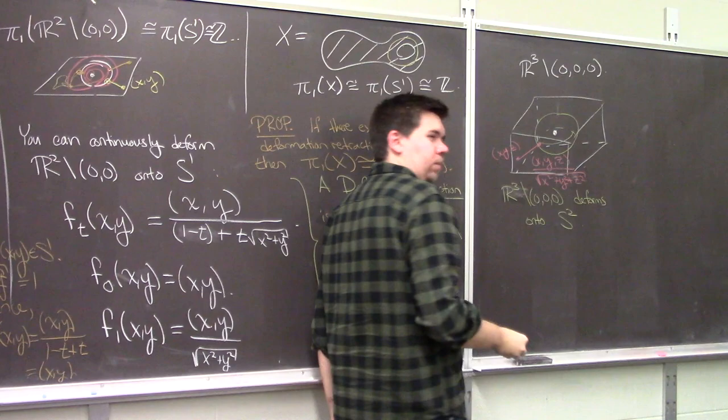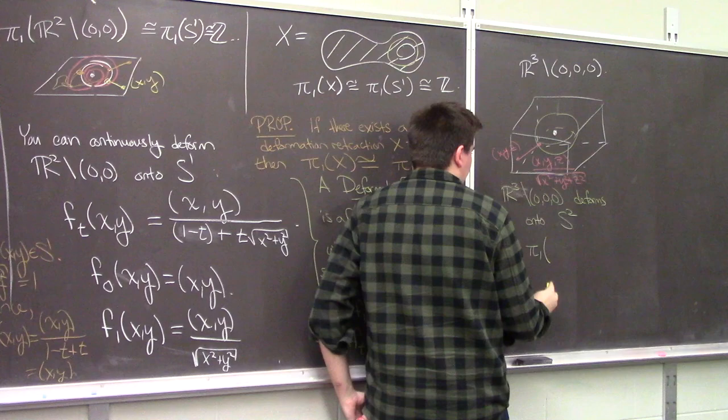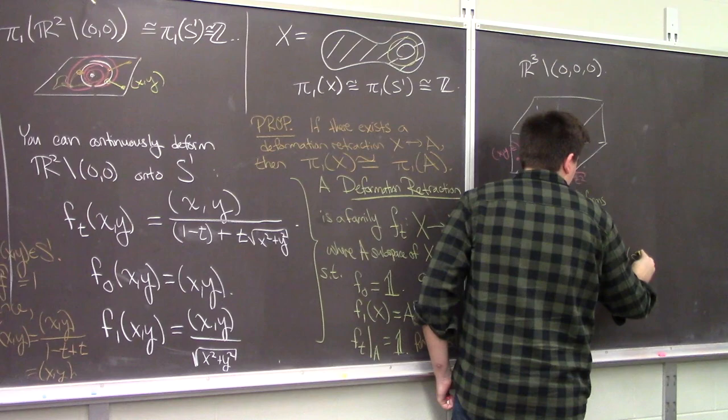So we're saying that then the pi 1 of R3 minus a point comes out to be the same thing as the pi 1, the fundamental group, of S2. And what is the fundamental group of the sphere?